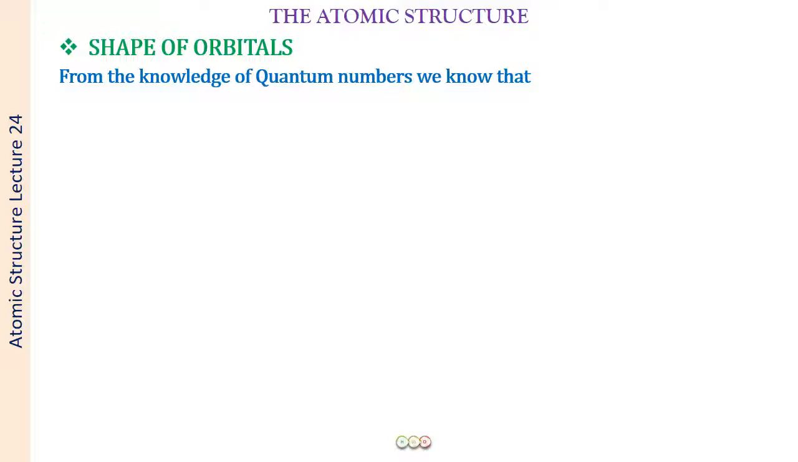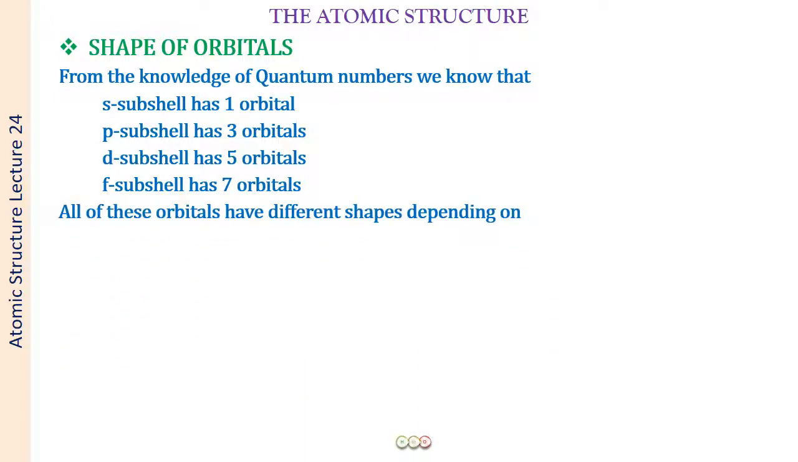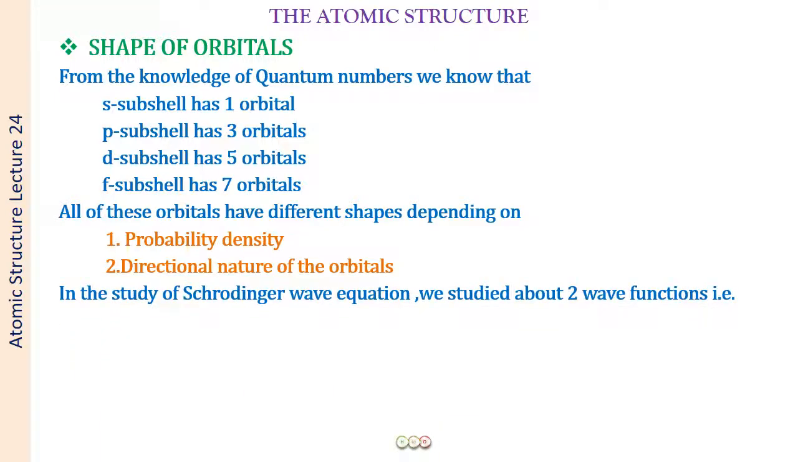So from the knowledge of the quantum numbers, we know that s subshell has one orbital, p subshell has 3 orbitals, d subshell has 5 orbitals, f subshell has 7 orbitals. And all of these orbitals are going to have different shapes depending upon the probability density and the directional nature of the various orbitals.